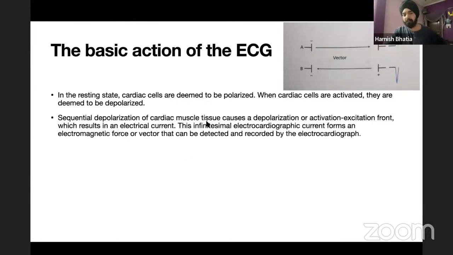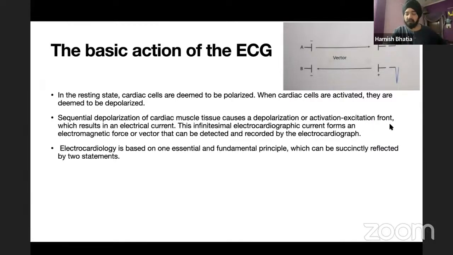So sequential depolarization of cardiac muscle tissue causes a depolarization or activation excitation front, which results in an electrical current. Okay? This infinitesimal electrocardiographic current forms an electromagnetic force or vector that can be detected and recorded by the electrocardiograph. So basically cardiac cells are getting depolarized one after the other, and this creates a current, and that current is being recorded by the ECG machine. Okay?